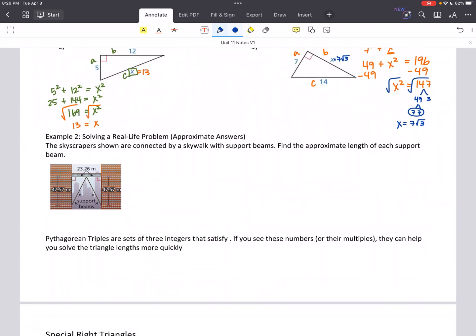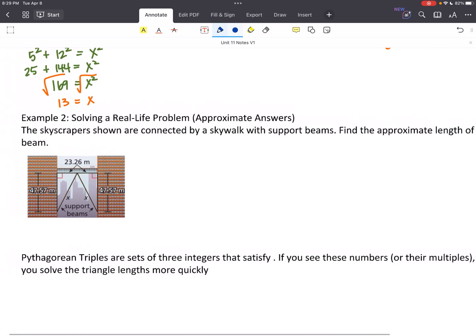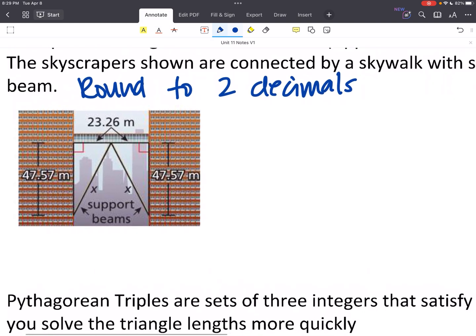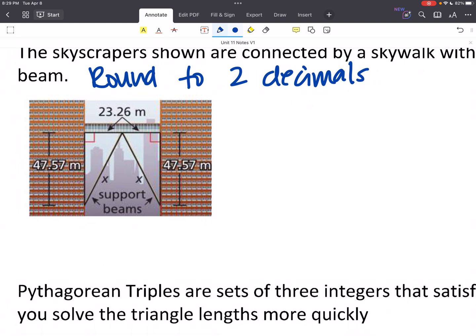Alright, we're going to go to a real world problem. This is finding the approximate length, which means we don't want square roots here, we want a decimal answer. And let's say we're going to round to 2 decimal places. Alright, so we have 2 skyscrapers that have a sky bridge or a skywalk. We want to know how long the support beams are, which are these. So we have this right triangle. I'm going to recreate this.